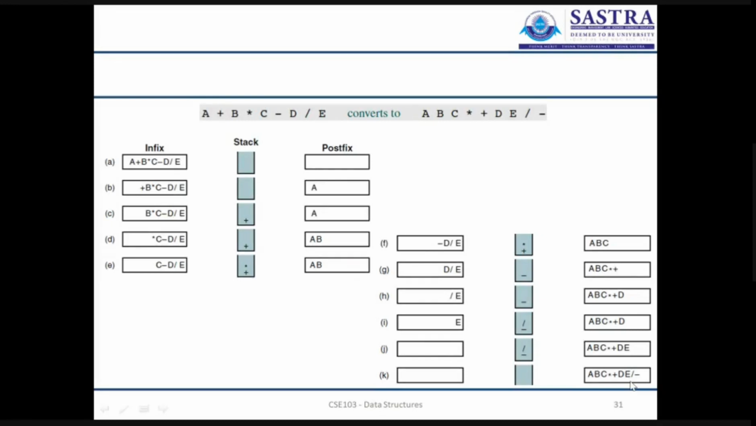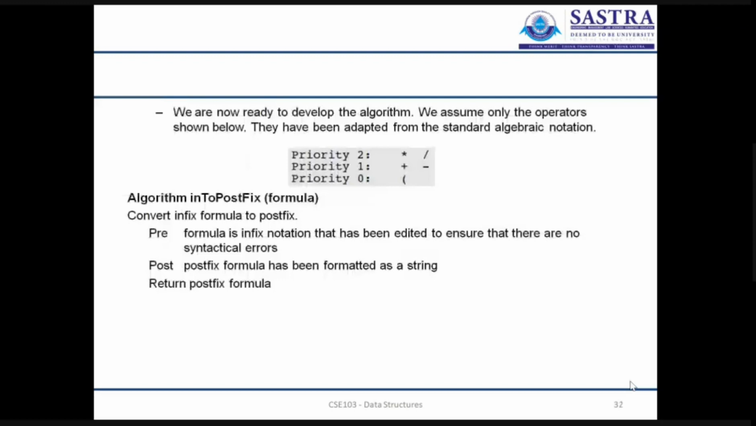Since we are using a stack, the conversion from infix expression to postfix expression can be easily implemented. Let us check the algorithm for this conversion. This is the priority we are going to use. We already know that multiplication and division have higher precedence than plus and minus, and parenthesis is the lowest priority here.